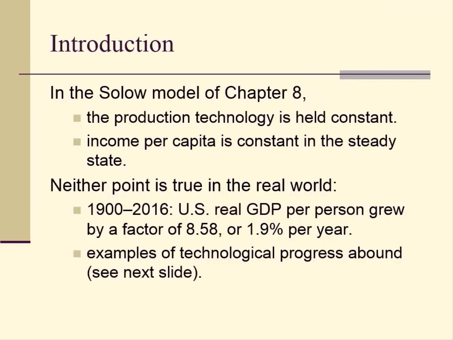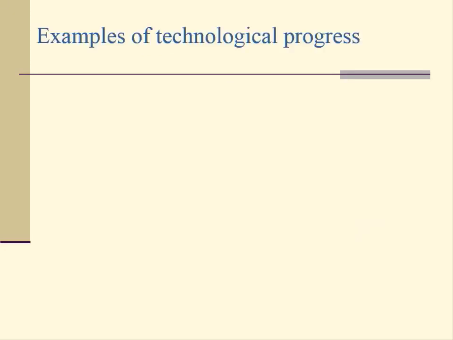In the Solow model of Chapter 8, the production technology is held constant, and income per capita is constant in the steady state. However, neither point is true in the real world. For example, from 1900 to 2016, the US real GDP per person grew by a factor of 8.58, or approximately 1.9% per year, and examples of technological progress abound in real life.